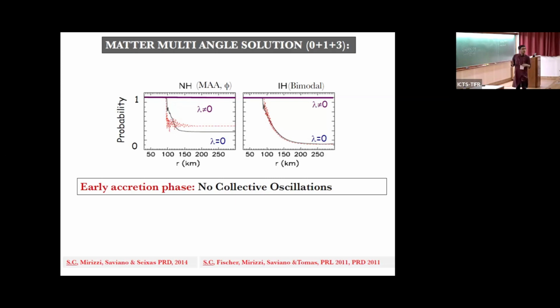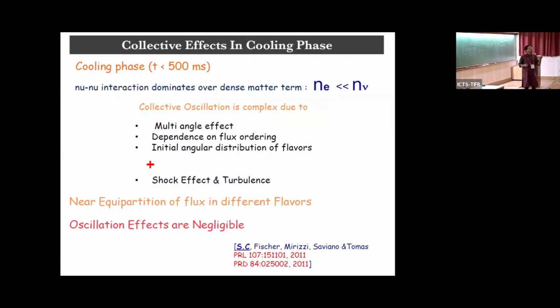If you take this lambda, remember, I was saying lambda is the electron potential term, or signature. If lambda is non-zero, you actually do not get any change. Both inverted and normal ordering in this 1+3 scenario actually get suppressed. So there is no collective oscillation in the early accretion phase. Your life is very simple. You have to look into Amol Dighe and Smirnov's paper, and that's the oscillation picture that you have to use.